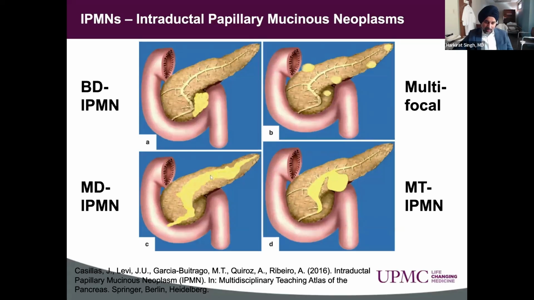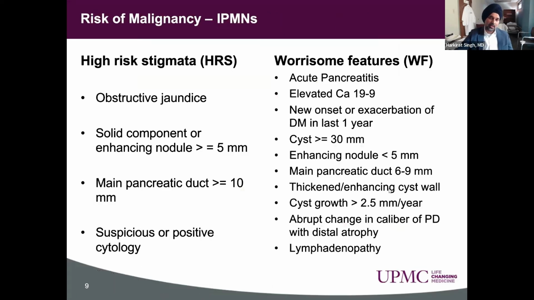If the main duct of the pancreas is swollen, this is called a main duct IPMN. And if a patient has components of both, a swollen main duct and also a branch duct IPMN, we call it a mixed IPMN.